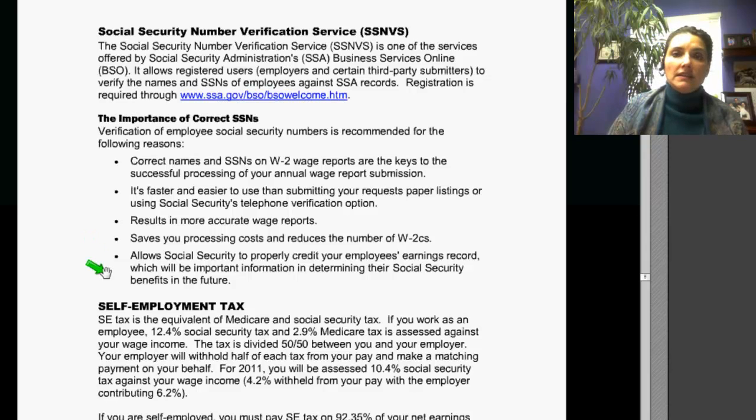One final point is that if you file a W-2 with the Social Security Administration and there is a mismatch, well, Social Security is going to let you know that there's a mismatch. IRS is going to let you know that there's a mismatch. And if there's a mismatch, you may be ordered to do backup withholding on that employee's pay.